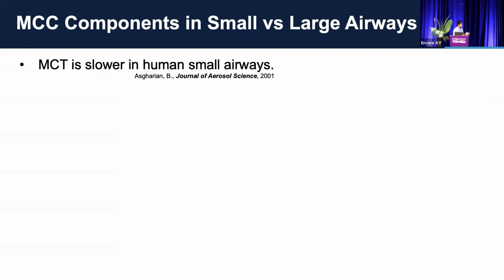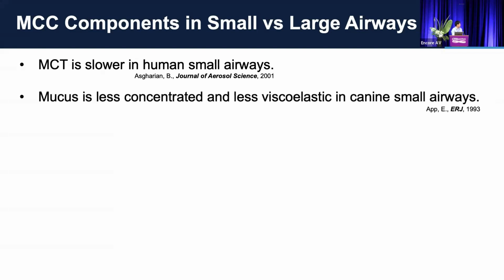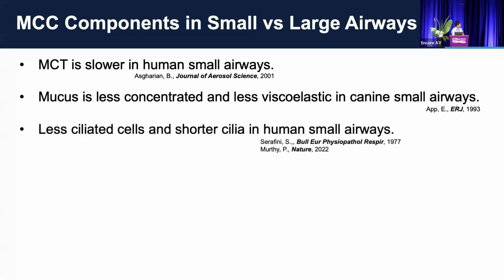But there are not so many papers reporting the region-specific mucociliary clearance in the lung. But I found some evidence. The mucociliary clearance is slower in human small airways compared to large airways. Another piece of evidence is that mucus is less concentrated and less viscoelastic in the canine small airways compared to canine large airways. Also, the ciliated cell frequency and the length of cilia are less and shorter in human small airways compared to large airways. So these are at least the evidence which has been reported.